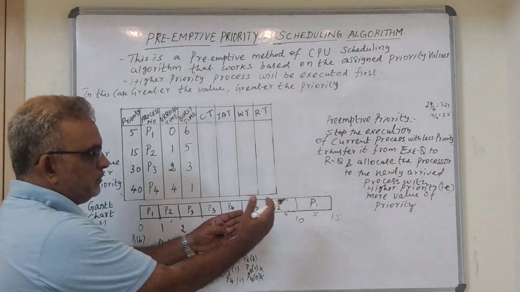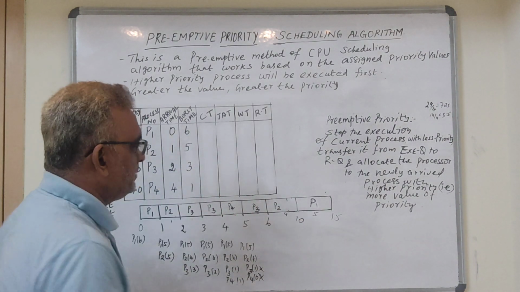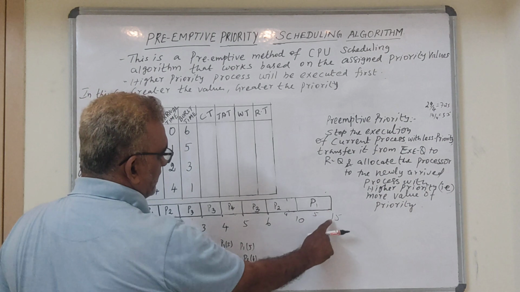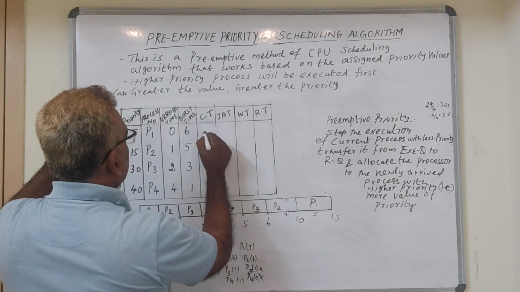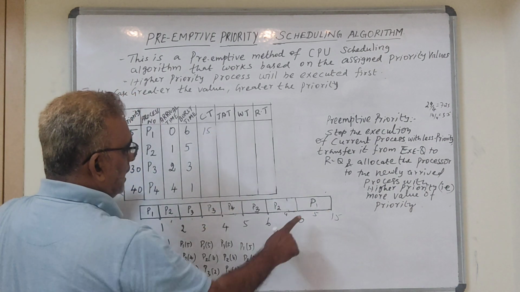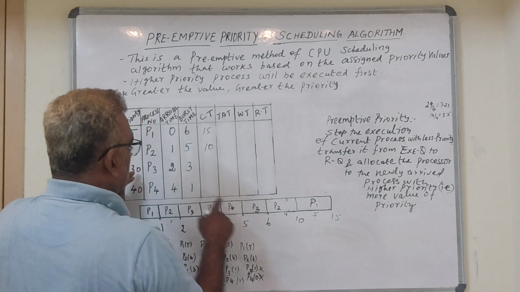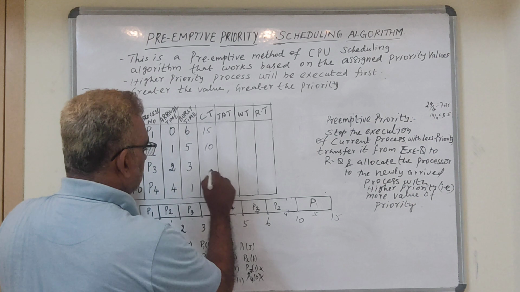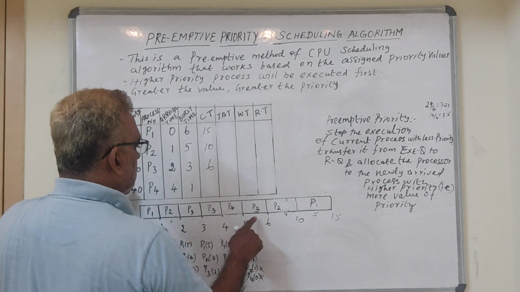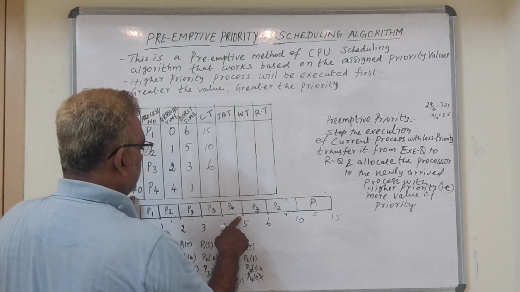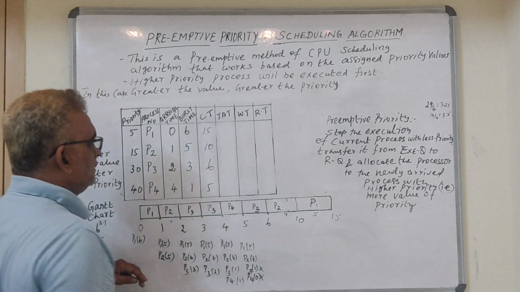From this we can get the completion times. The completion time of P1 is 15, the completion time of P2 is 10, the completion time of P3 is 6, and the completion time of P4 is 5.